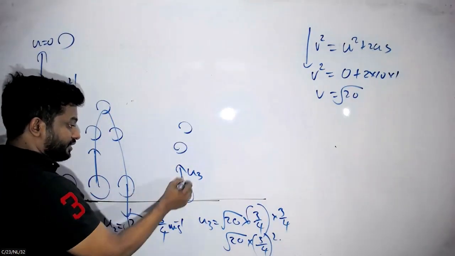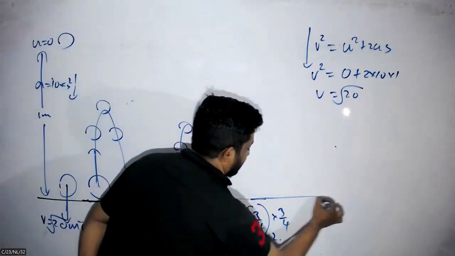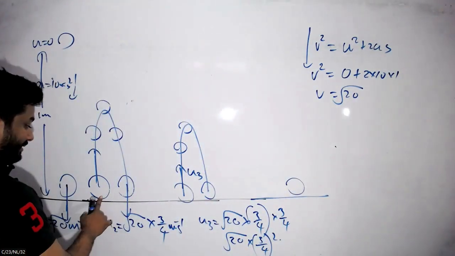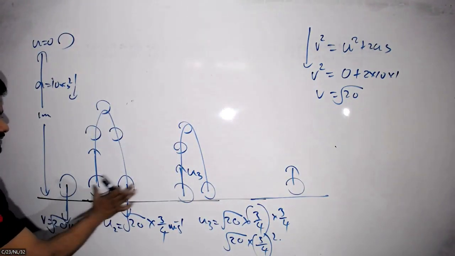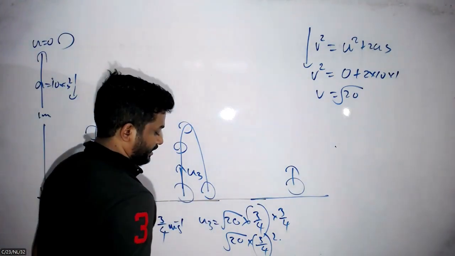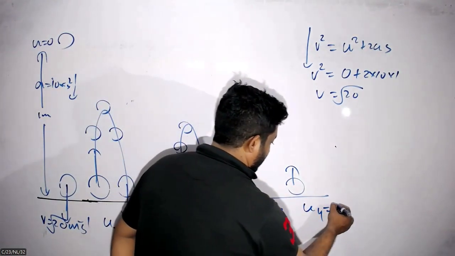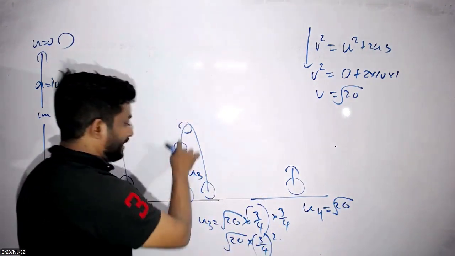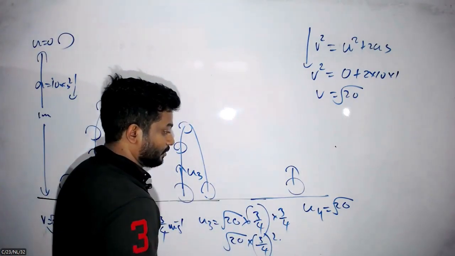Then it again reaches the maximum height and falls down. Then you can obtain the velocity of the particle just after the third collision. First collision, second collision, third collision. u4 is equal to root 20 times 3/4 cubed, since it hits the ground with the same speed and again loses a factor of 3/4.